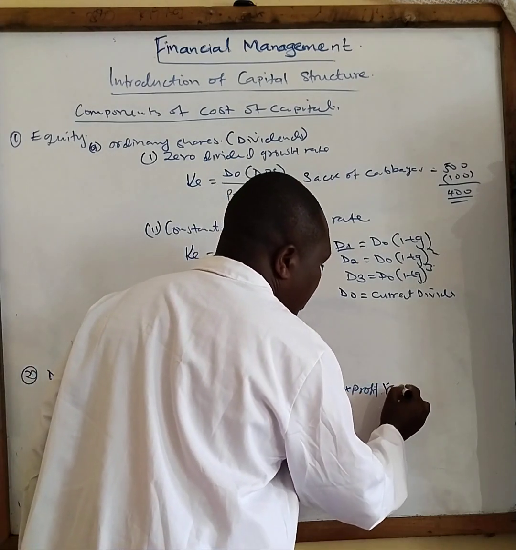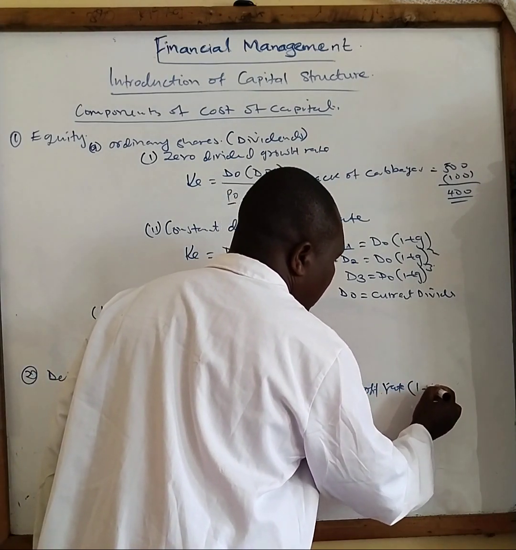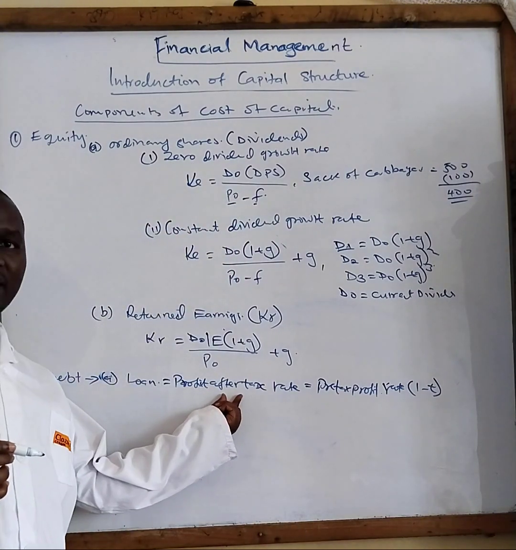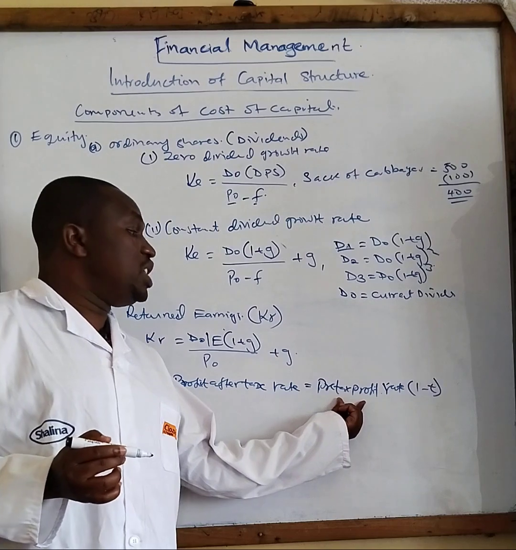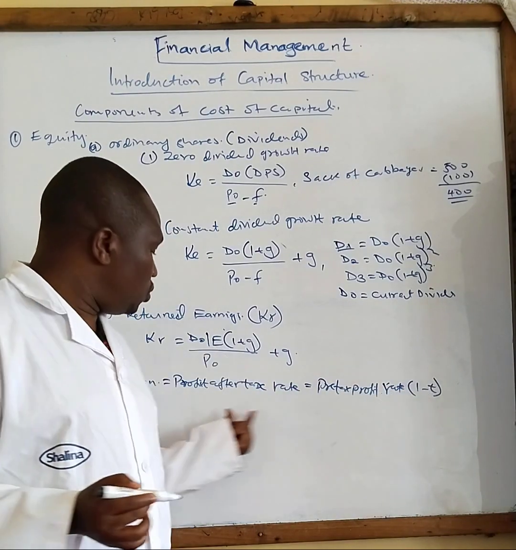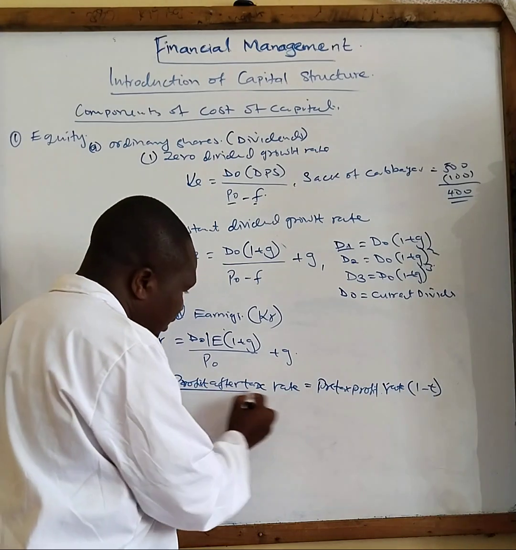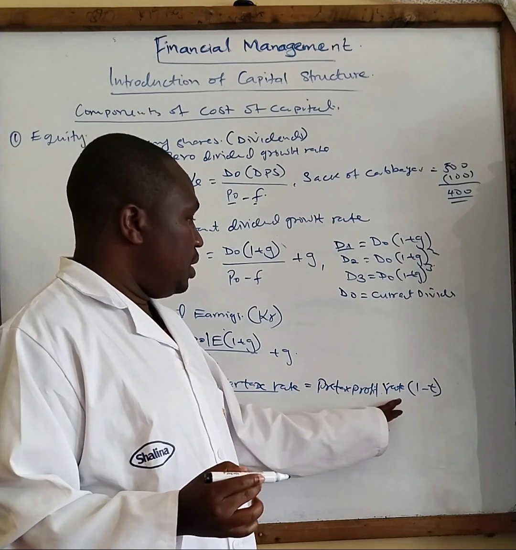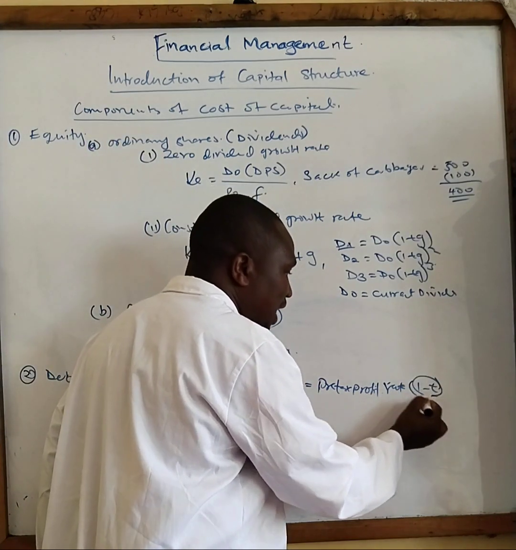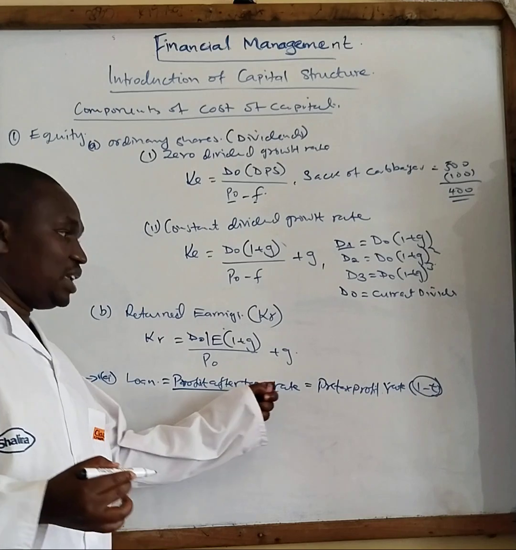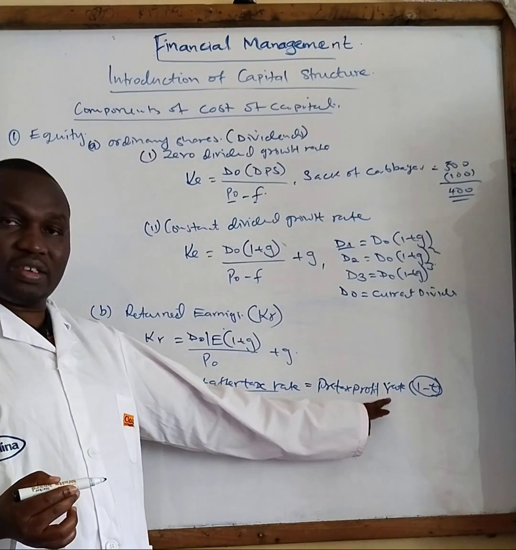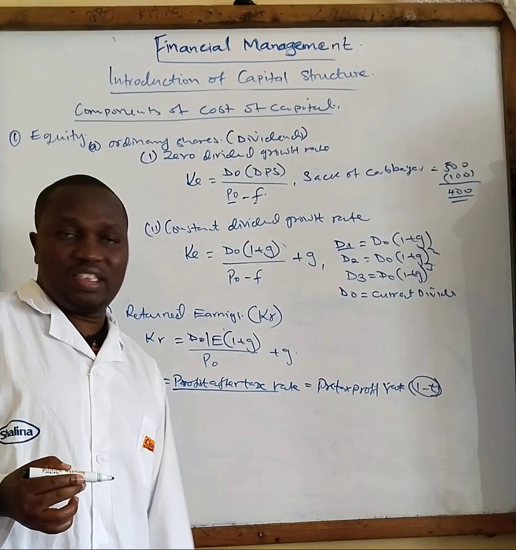Pre-tax profit rate into brackets 1 minus t. So for me to get the profit after tax rate, I have to take pre-tax, which means before tax rate, which is now 1 minus t. How do I calculate this? How do I arrive at this? I have to take 1 minus t. T is the tax. So immediately subtract tax. You get now the profit after tax. So therefore, loans are given by saying pre-tax rate into brackets 1 minus t.